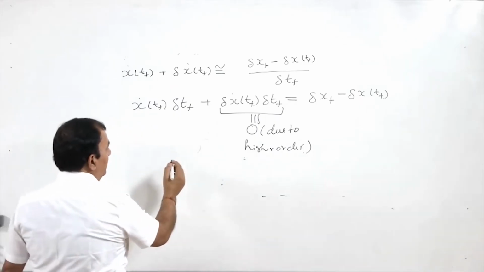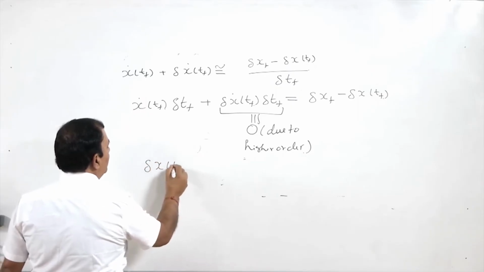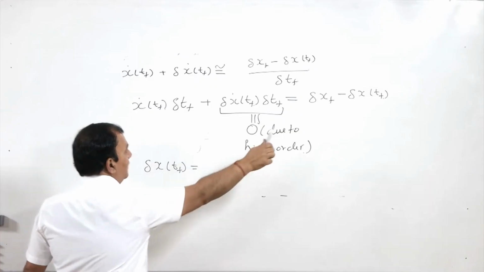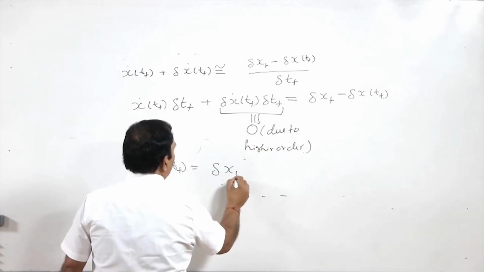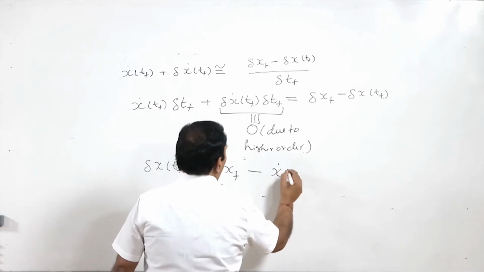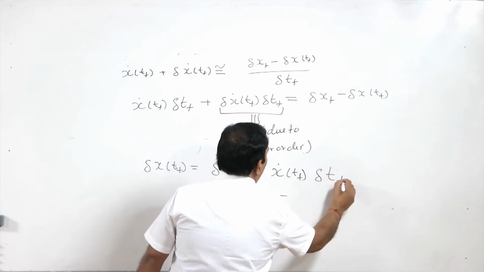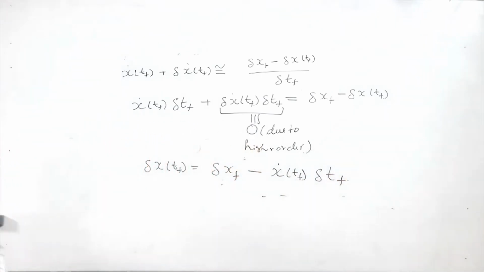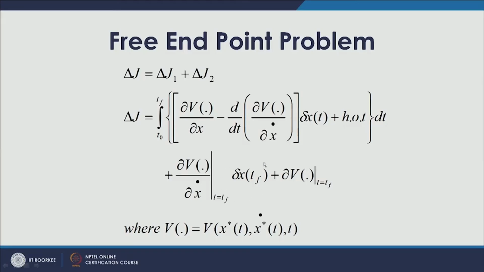So, we can say delta x of Tf, if I try to find out this value, is nothing but delta xf minus x dot of Tf delta Tf. So, this delta x of Tf we have to place in this expression, which we are saying is my equation number 1.